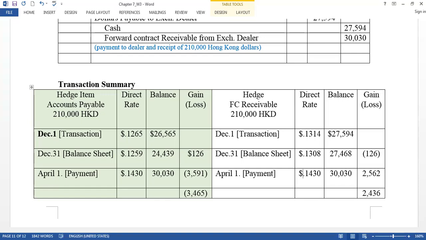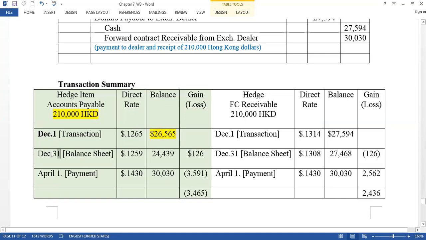So if the question gives you an indirect rate, you can convert it into the direct rate by dividing by this number. Okay, so look at the transaction date first. At that date, this is the Hong Kong dollar amount you are liable to pay. And what is the rate? The rate is $0.1265. So this is your liability based on the transaction date. You are liable to pay this money, and you record the journal entry.